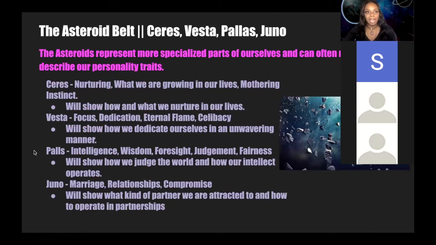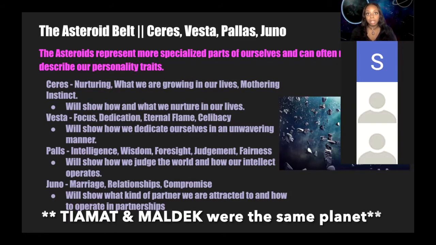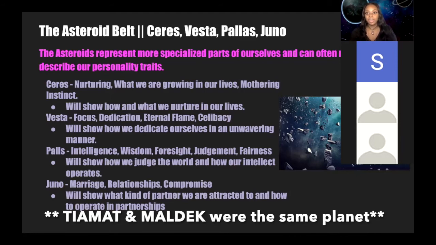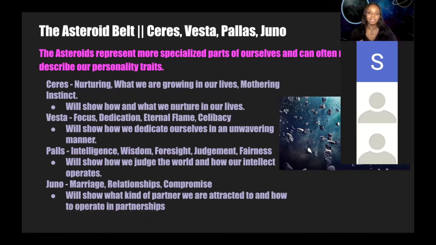Now we have the asteroid belt. So the asteroid belt is very complicated because there are so many asteroids in the asteroid belt. I believe there's hundreds or thousands. Like I explained before, the asteroid belt is the remnants of a couple planets that were destroyed hundreds of thousands of years ago during galactic wars. The asteroid belt is the remnants of the planets Maldek and Tiamat. And you can actually look up a lot of information on that online.